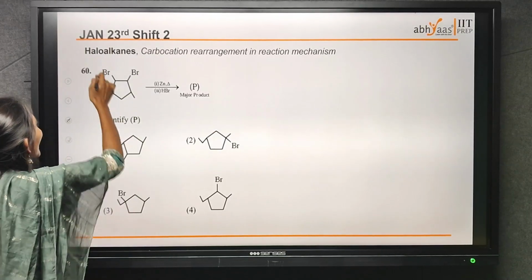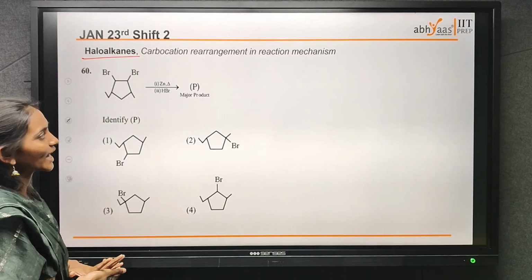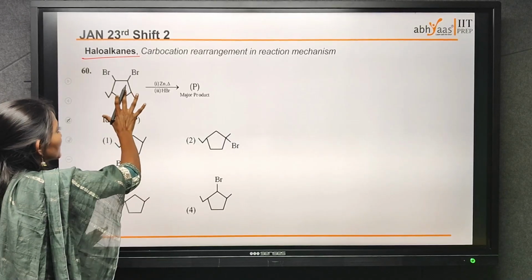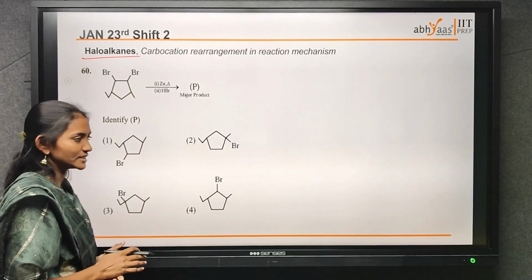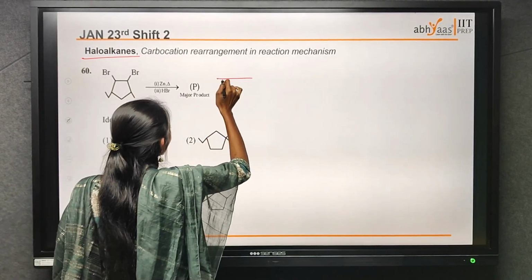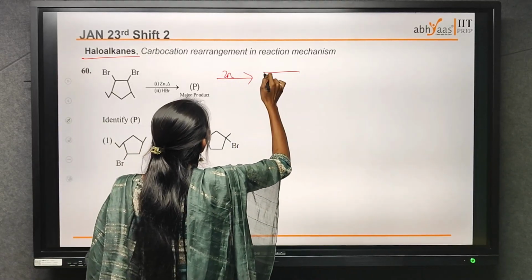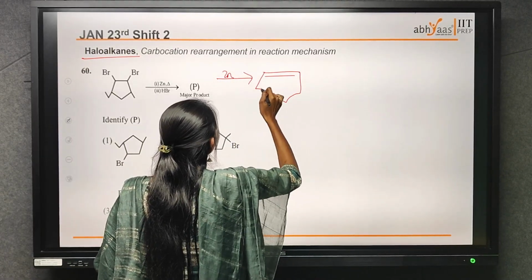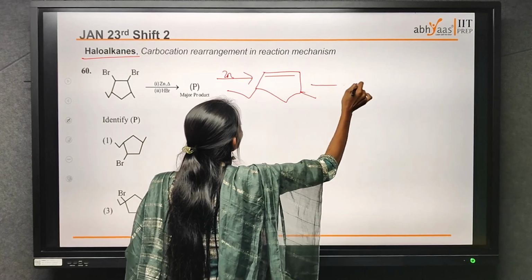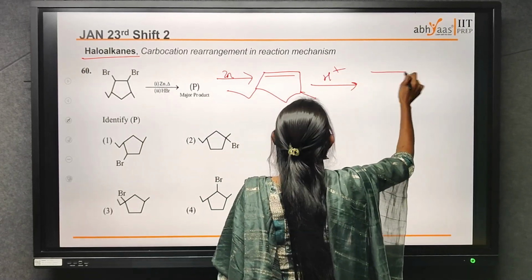This is a question from haloalkanes. They are asking about carbocation rearrangement. Here they have given a bromine molecule and they are asking for our major product. See, upon treating with Zn, what are we getting here? Alkane we are getting, right? Alkane we are getting. After that, in the presence of acidic medium, what are we getting here?